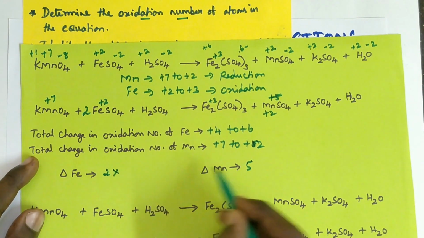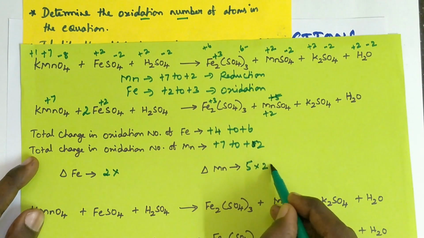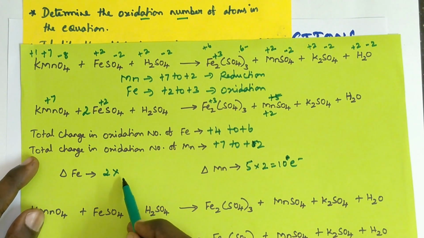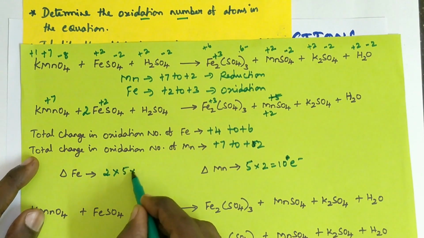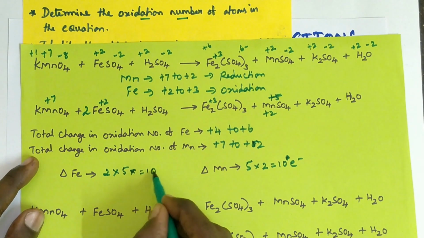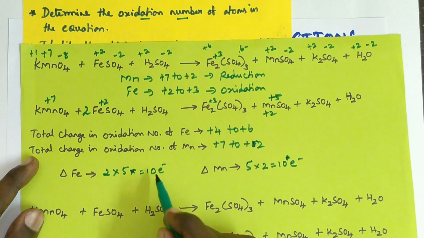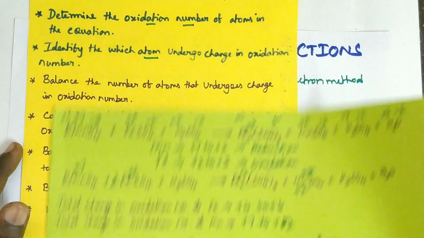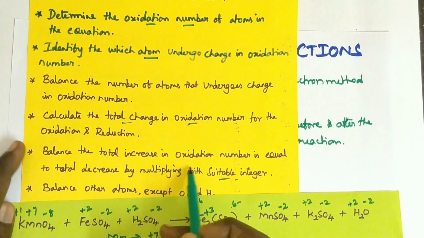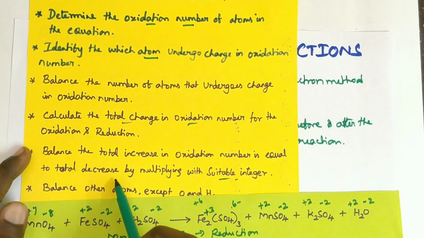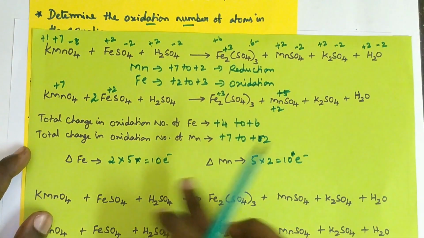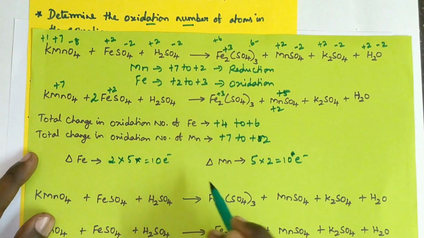When you multiply this number with 2, we get 10 electrons. Same, we have to get 10 electrons. So you have to multiply with 5, we get 10 electrons. So it balances the total change in oxidation number. Balance the total increase in oxidation number equal to the total decrease by multiplying with a suitable integer. So we get already balanced, 10 electrons, 10 electrons.